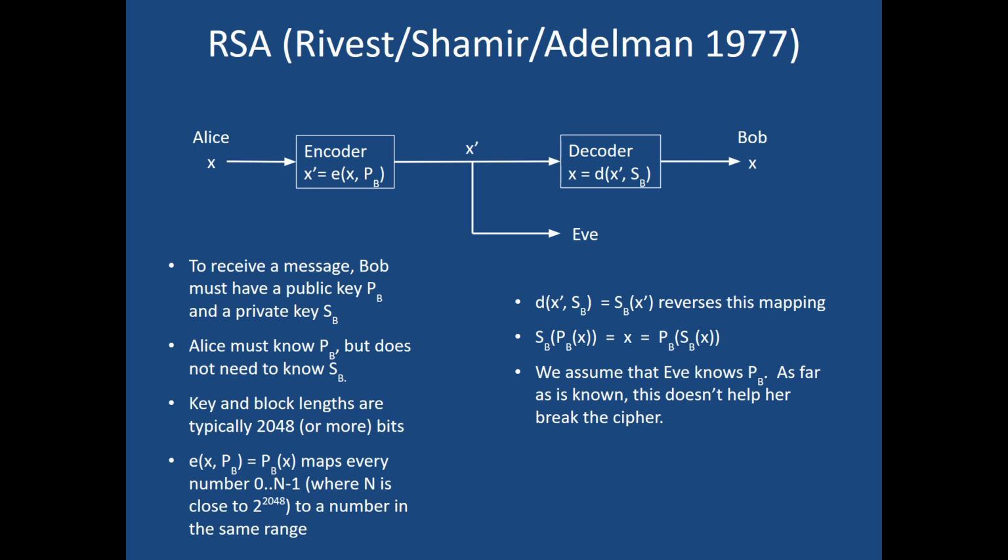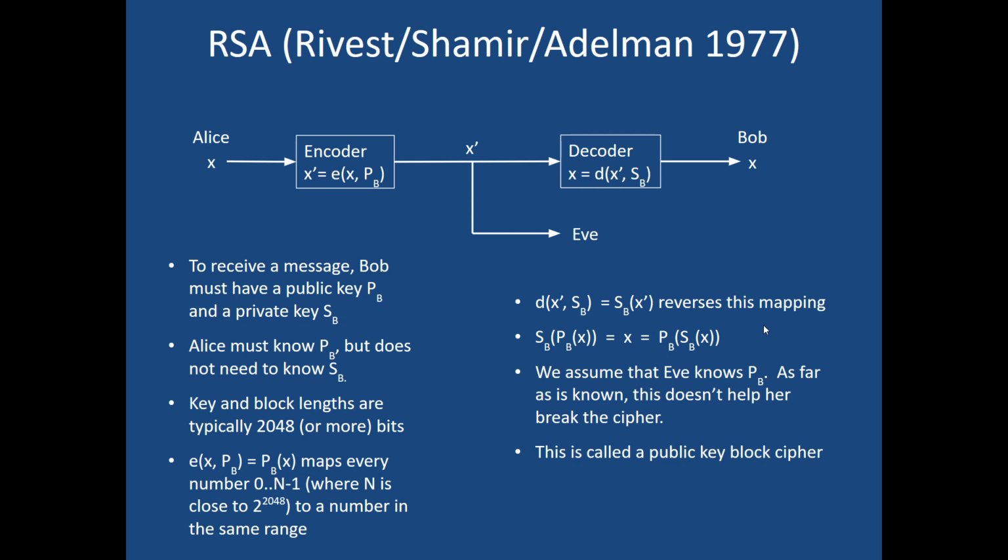Now, we're going to assume that Eve knows the public key. Eve knows Bob's public key. And as far as is known, that doesn't help her break the cipher. So we're going to assume Eve knows what algorithm is being used. Eve knows Bob's public key. Eve intercepts X prime. It is believed, and I keep saying it is believed because we don't know for sure, that there's no practical way to crack it even given all that information. I'll have more to say about that later.